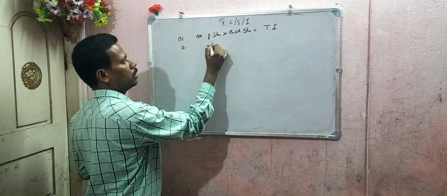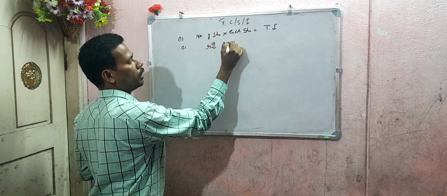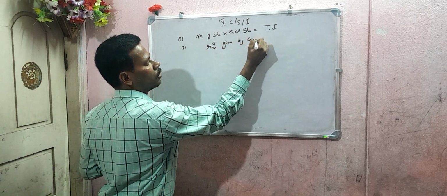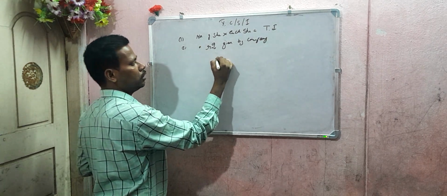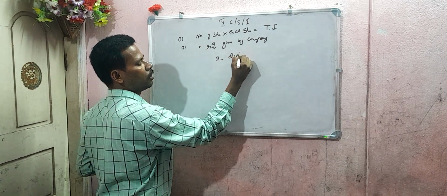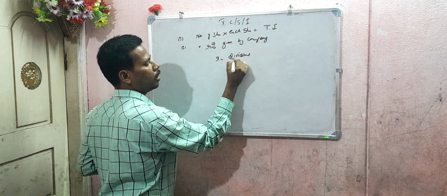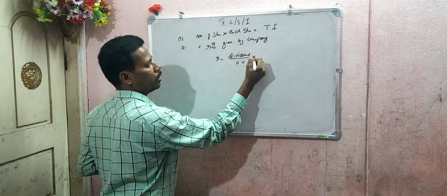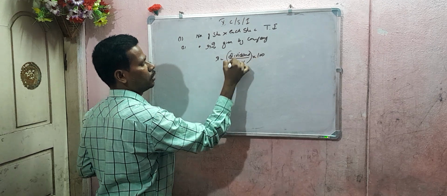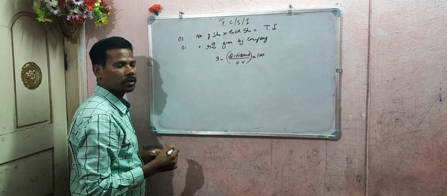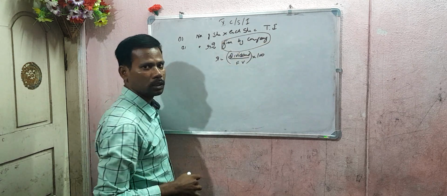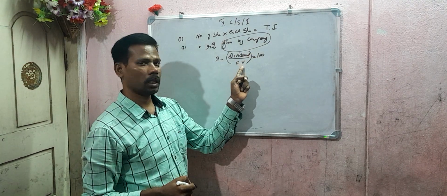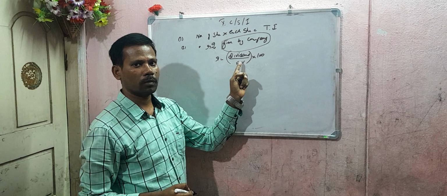Second one, rate percentage given by the company. Very very important. This is nothing but dividend by face value into 100. Rate percentage given by the company. Look at this word, given by the company. This is always calculated based on face value, not the market price.